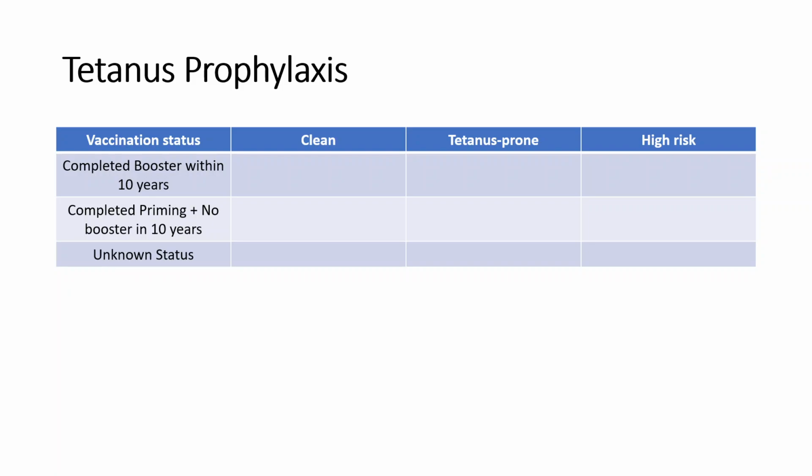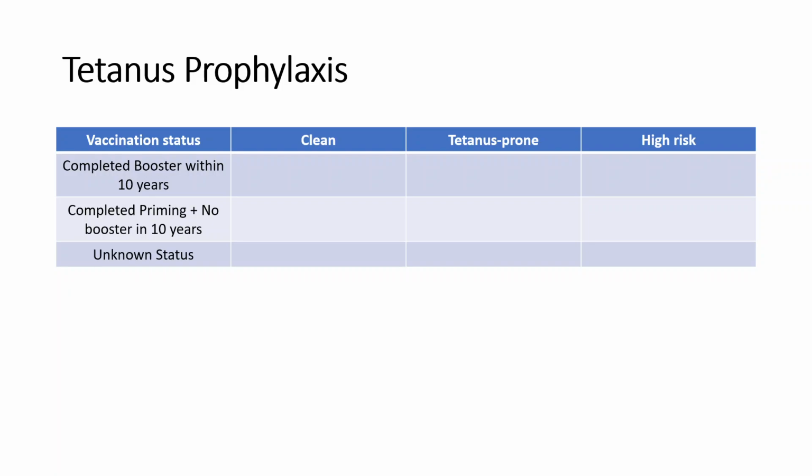Now, the first group of people, we have those that have completed their booster within 10 years. The second group of people here, we have those that have completed the priming but have not done the booster within the last 10 years, and those with unknown status.